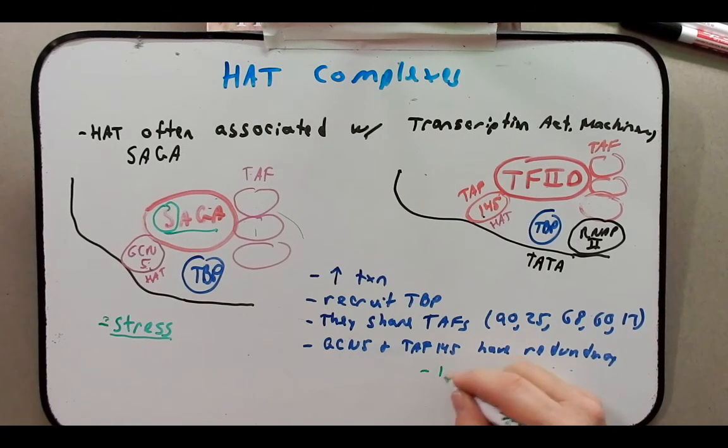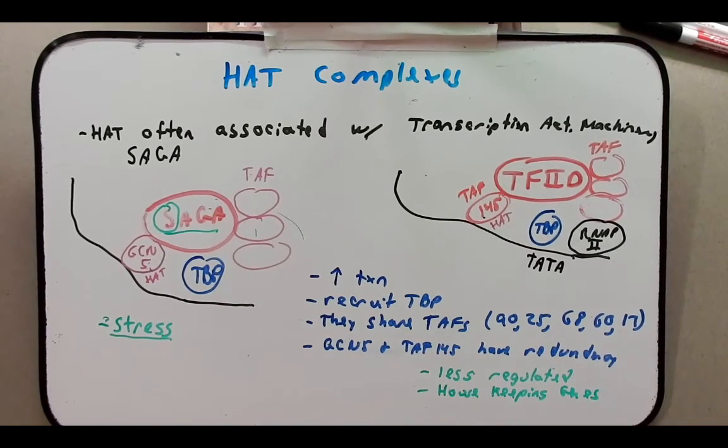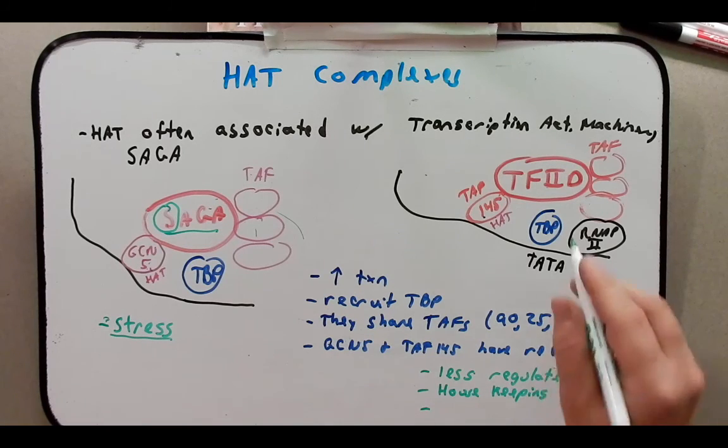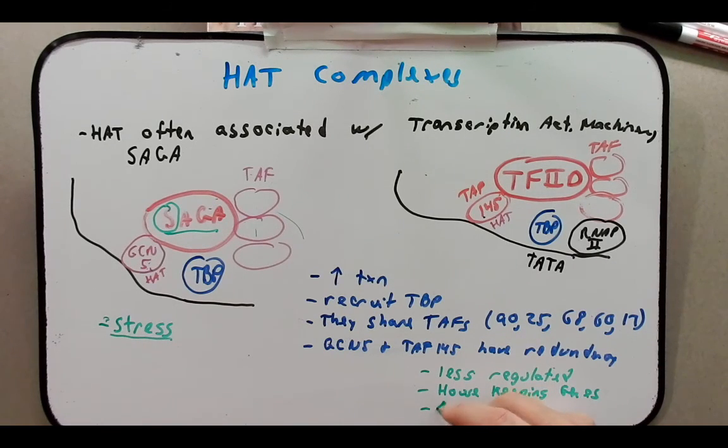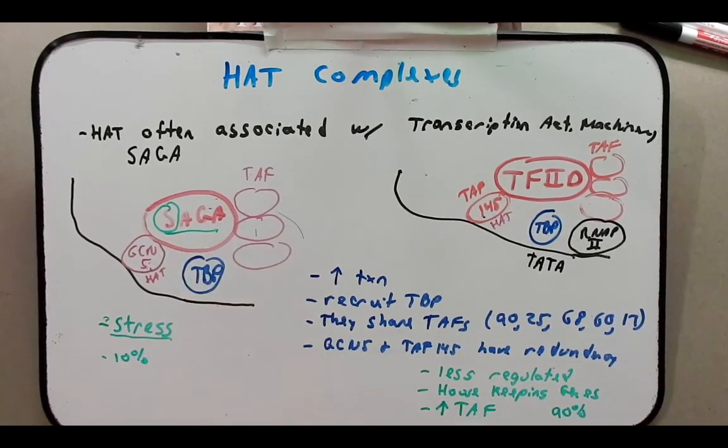TF2D, on the other hand, is less regulated. It turns on genes that are needed for what we might call housekeeping duties, housekeeping genes. These might be genes linked to glycolysis, other metabolic pathways. Typically, TF2D complexes have more TAF proteins associated with them. And though both of these complexes are expressed strongly throughout the genome, and they can turn on many of the exact same genes, of all the transcripts that are made, about 90% are done by TF2D, and only 10% are activated by the SAGA complex.